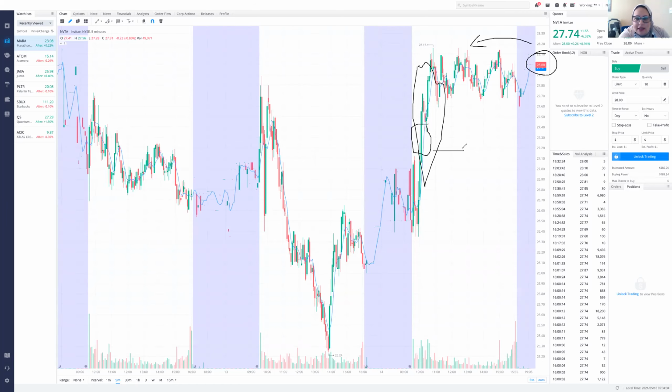I actually think it's going to come to, yeah, this is a strong zone here. This is a strong zone for support, yes? Yeah, this is right support.